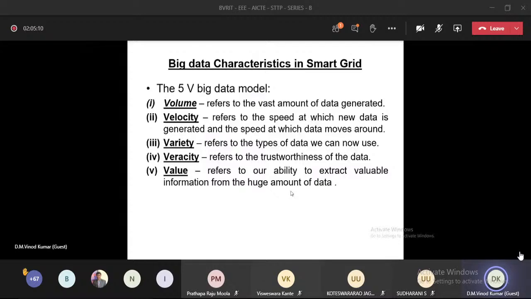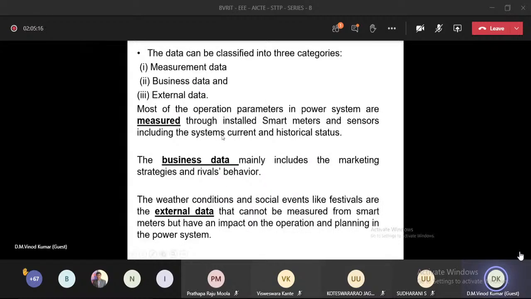For this data, it can be classified into three categories: measured data, business data, and external data. Measured data is whatever we are measuring by means of smart meters, PMUs, sensors, or normal meters. That is the measured data.